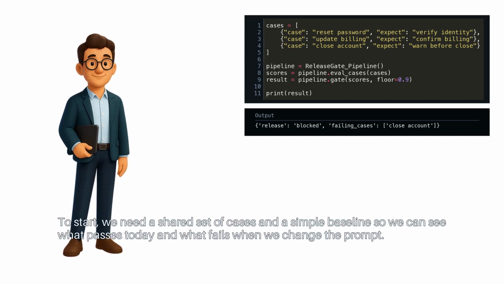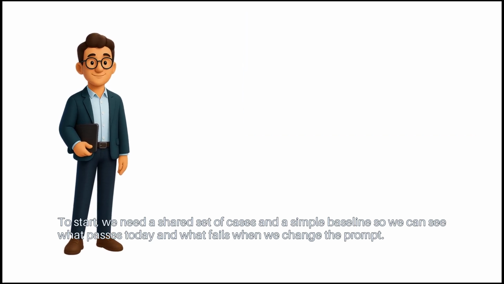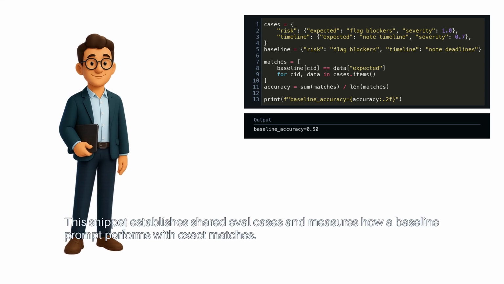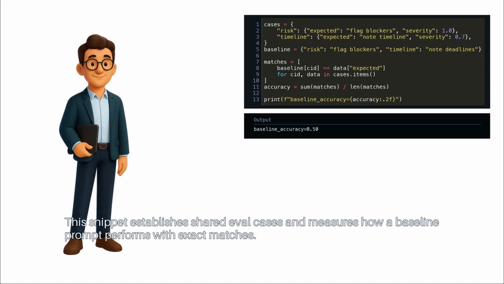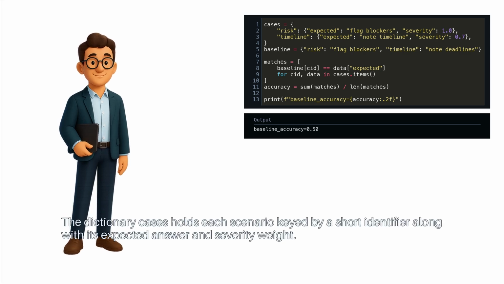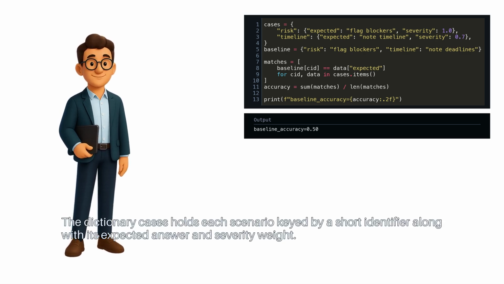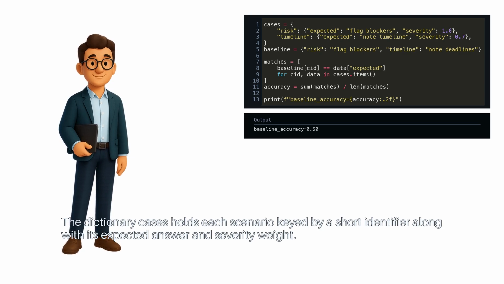To start, we need a shared set of cases and a simple baseline so we can see what passes today and what fails when we change the prompt. This snippet establishes shared eval cases and measures how a baseline prompt performs with exact matches. The dictionary cases holds each scenario keyed by a short identifier along with its expected answer and severity weight.